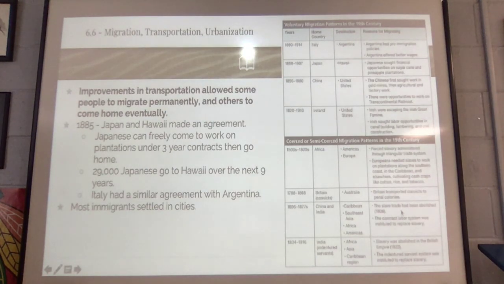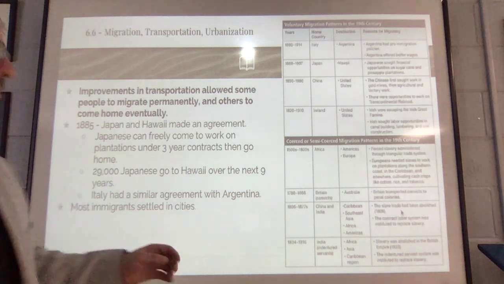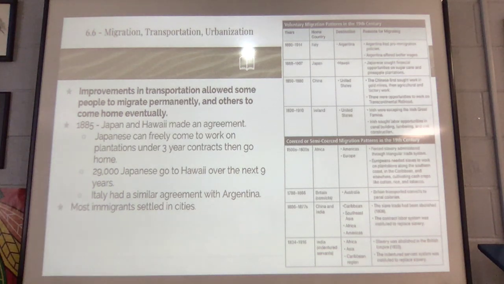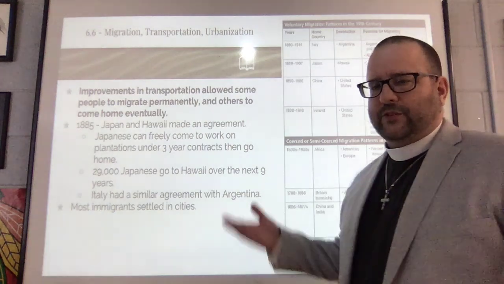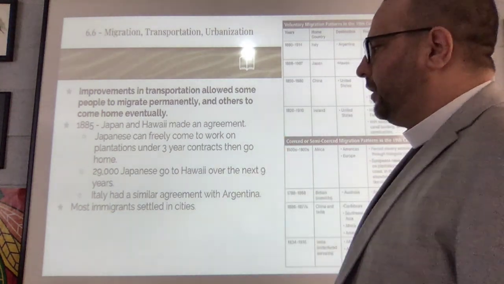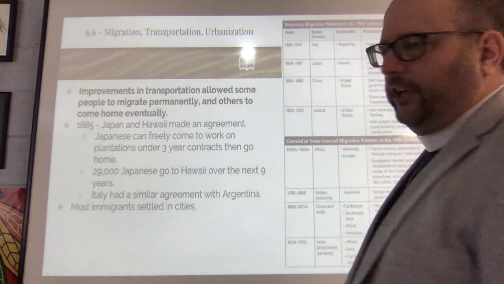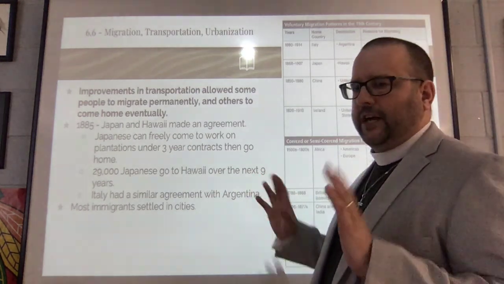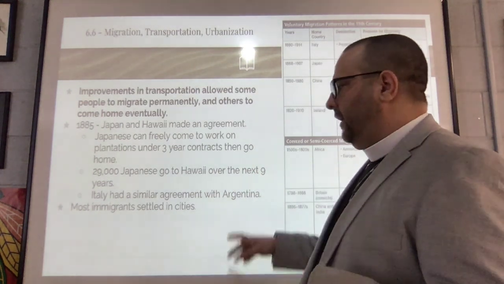So here's another chart, and I'm going to try to show this to you up close, but improvements in transportation allowed some people to migrate permanently and others to come home eventually. In 1885, Japan and Hawaii made an agreement. And here was their agreement. It was a labor agreement. They can freely come to work on plantations under 3-year contracts and then go home. Okay? Just like that. You have a contract, pay off your debt, you go home.